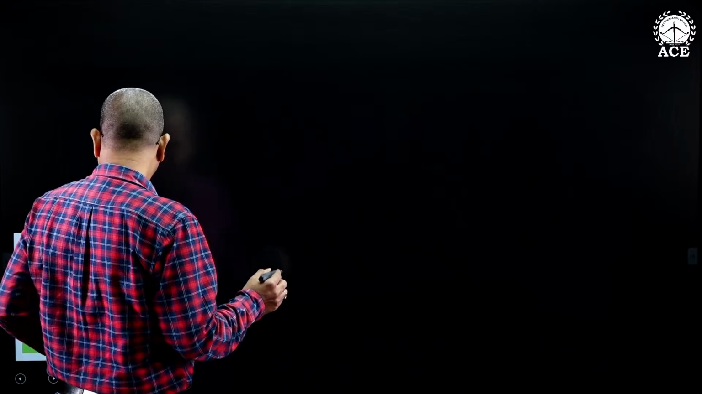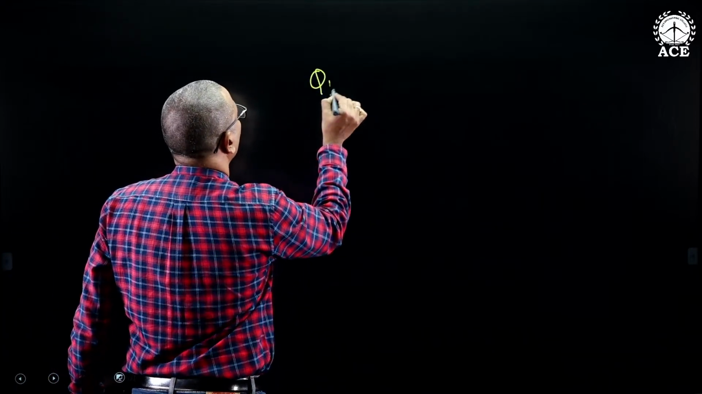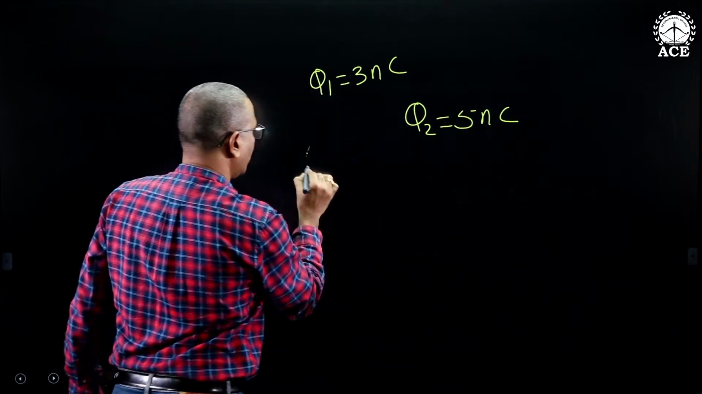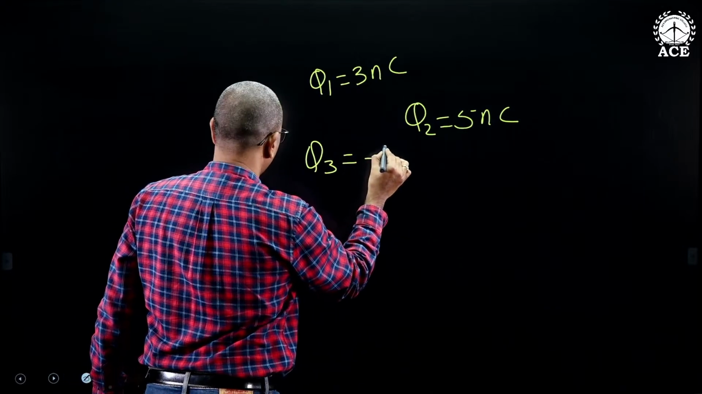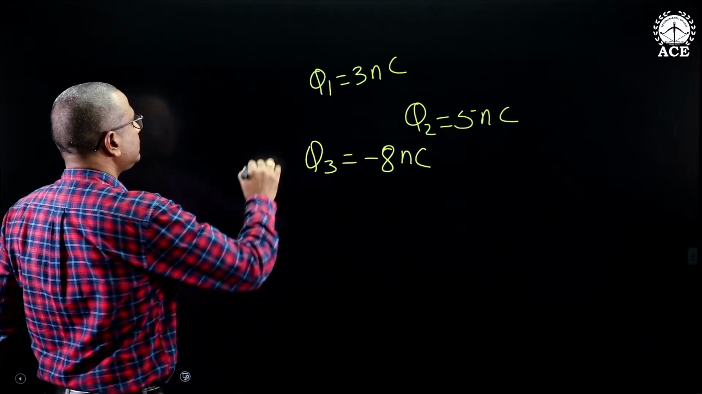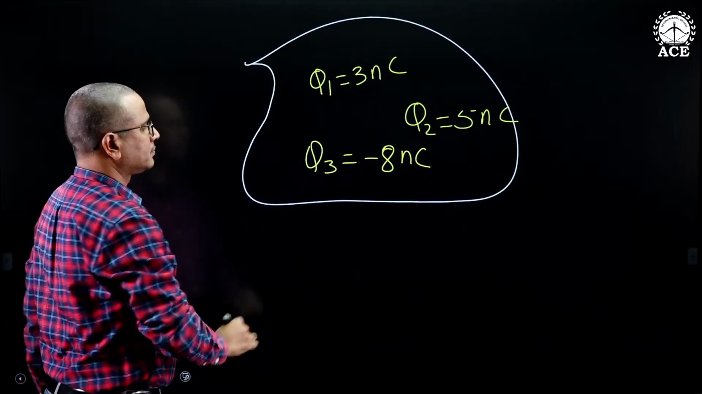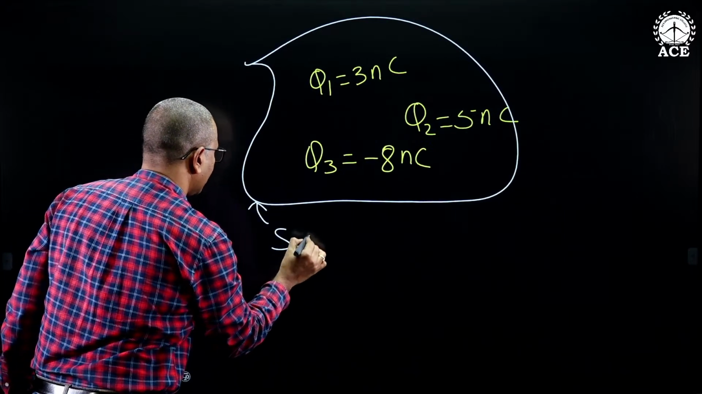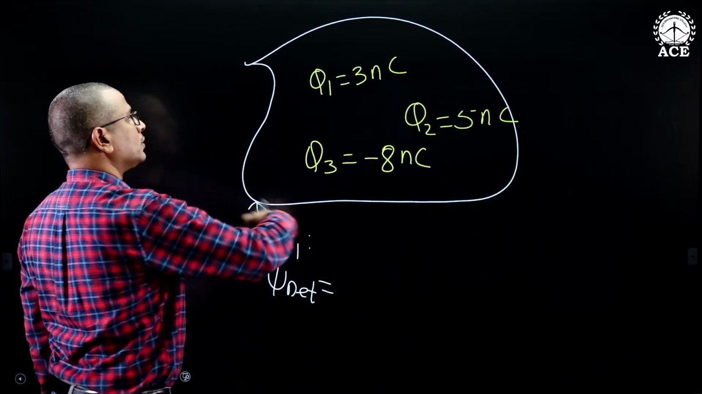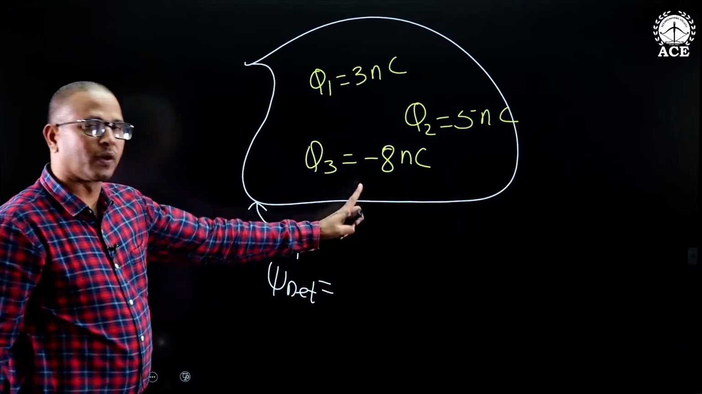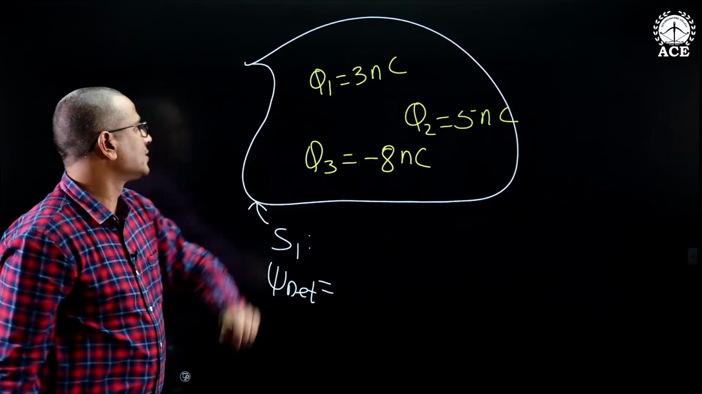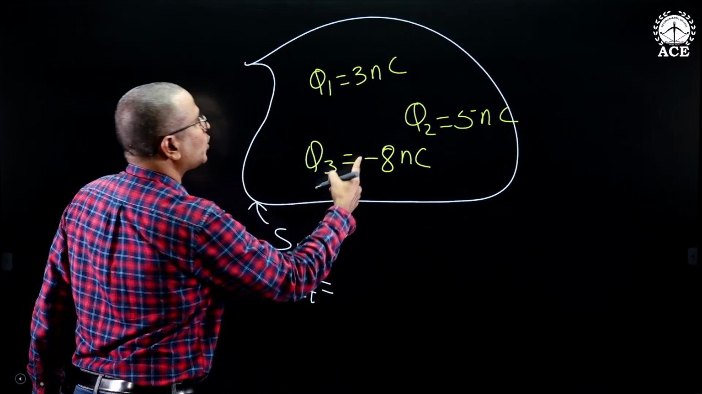If you observe here, there are three objects. Say Q1 is 3 nanocoulomb, Q2 is 5 nanocoulomb, Q3 is minus 8 nanocoulomb. If they ask us to find the net flux leaving this region, surface S1, the net electric flux leaving the surface S1, psi net, is equal to the charge enclosed. Treat this as a Gaussian surface. According to Gauss law, the net electric flux leaving equals the total charge enclosed by that surface. What is that? Q1 plus Q2 plus Q3.